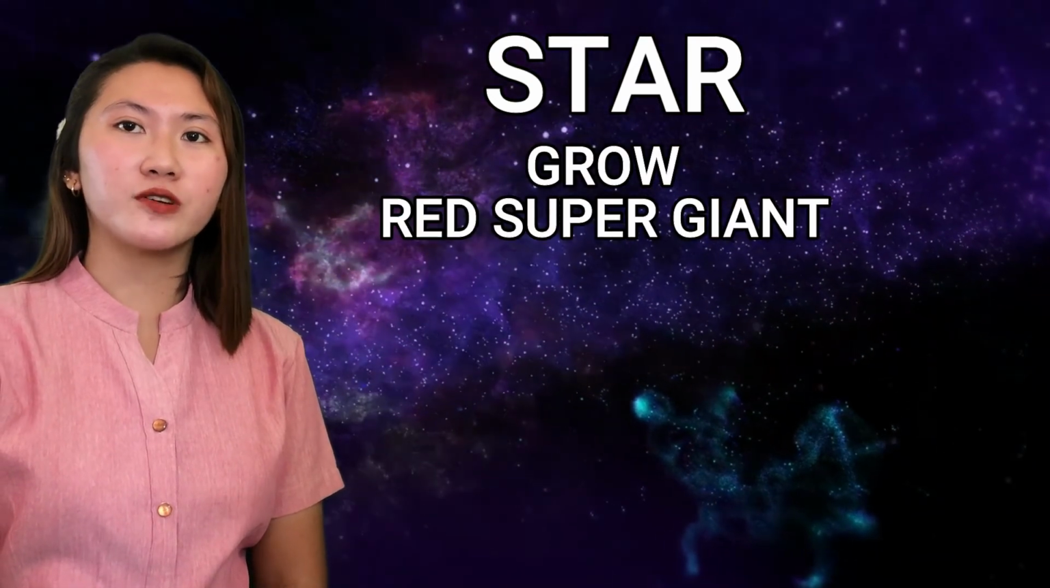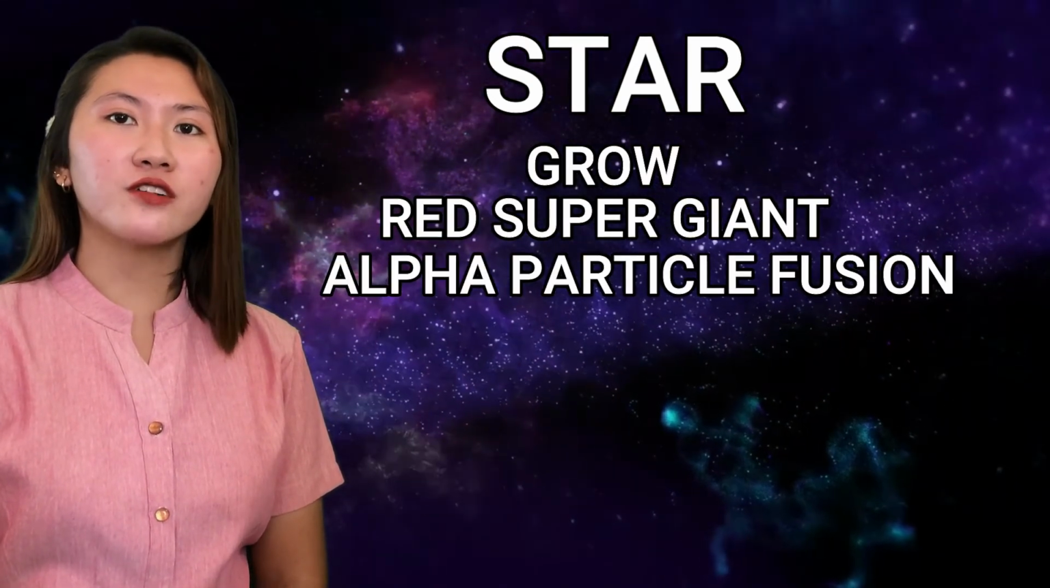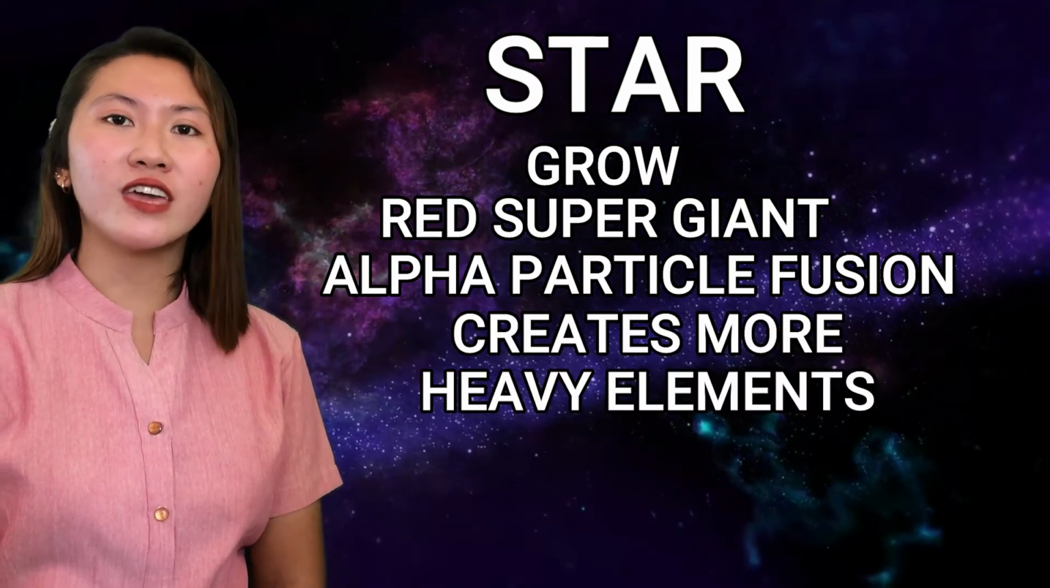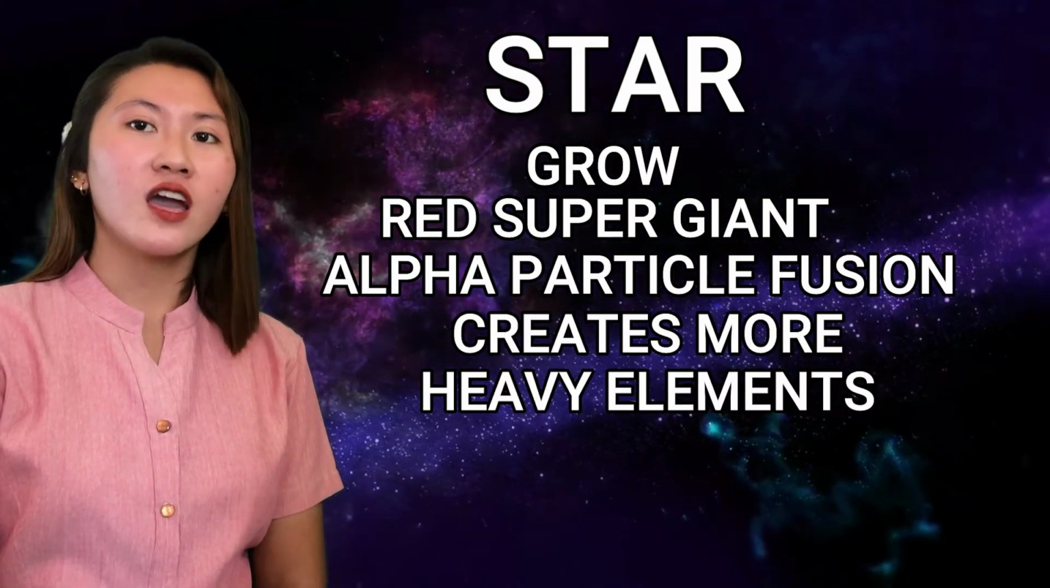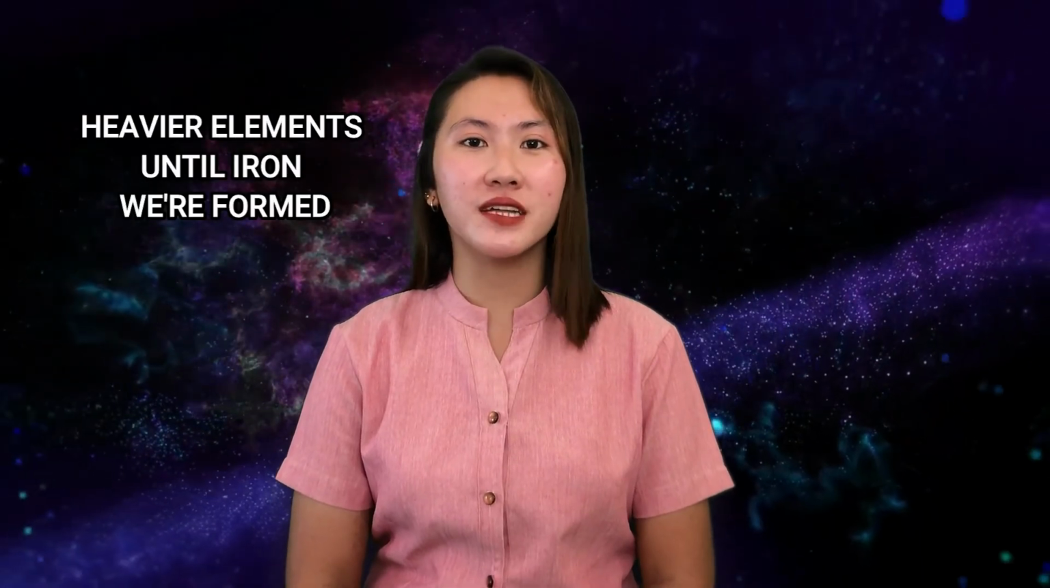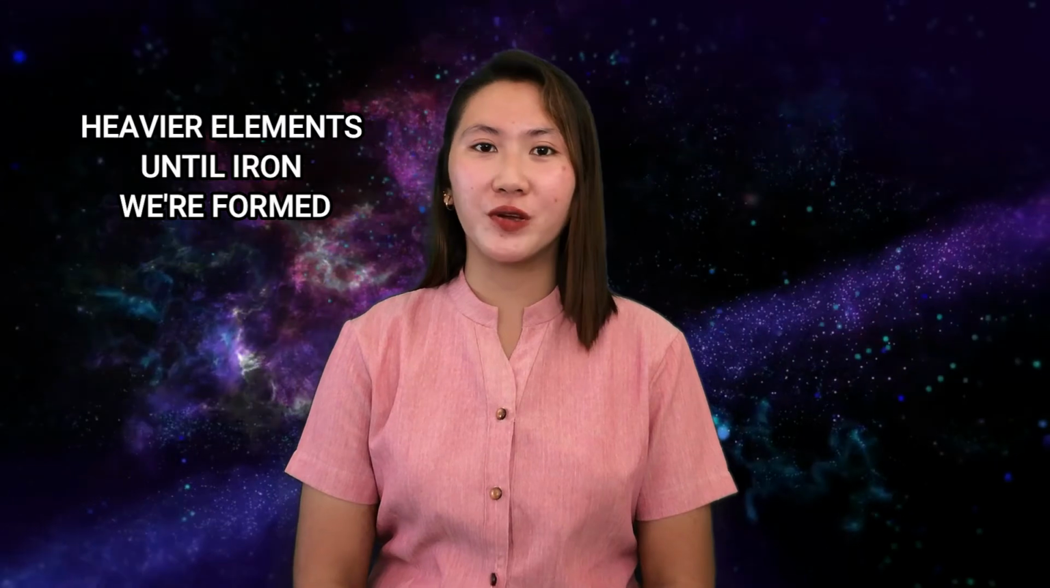A star accumulates more mass and continues to grow into a red supergiant. Alpha particle fusion happens at its core and creates more heavy elements until iron. This is known as the alpha ladder process. And that's how heavier elements up to iron were formed.